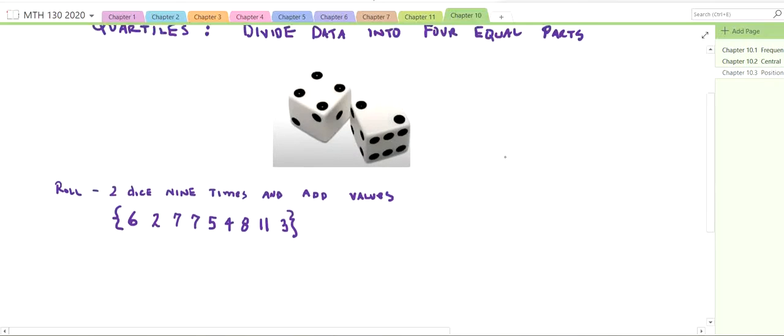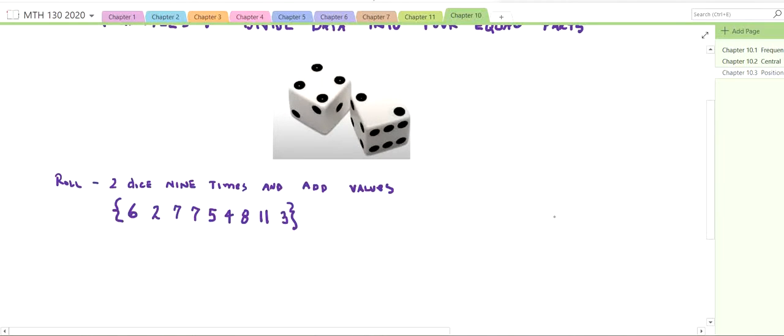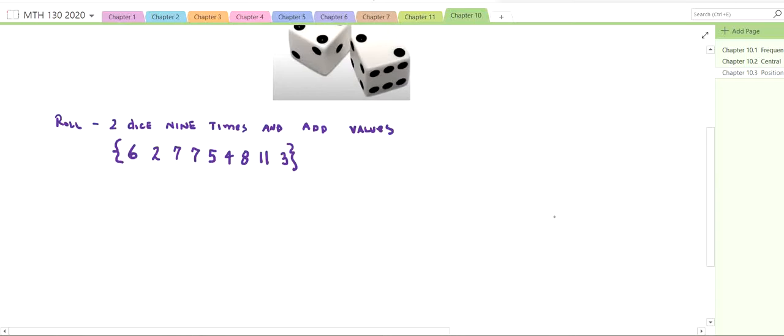And here's my result. I could create a frequency distribution with this result, but I only have one number I rolled 2 times. Nevertheless, there's still a lot of information here. So perhaps I want to do a bit of a positional analysis with quartiles. The first thing I need to do is order my data, and I've done that here with the lowest to the left, highest to the right.